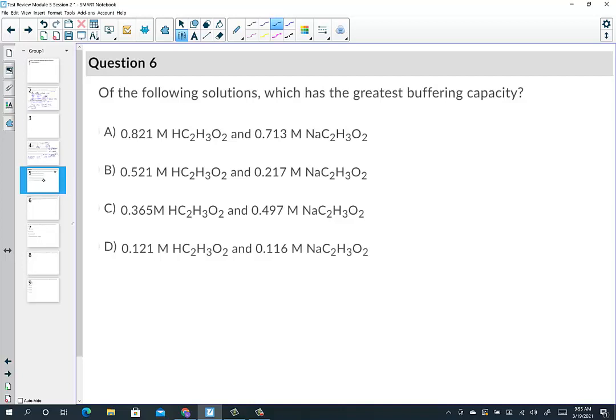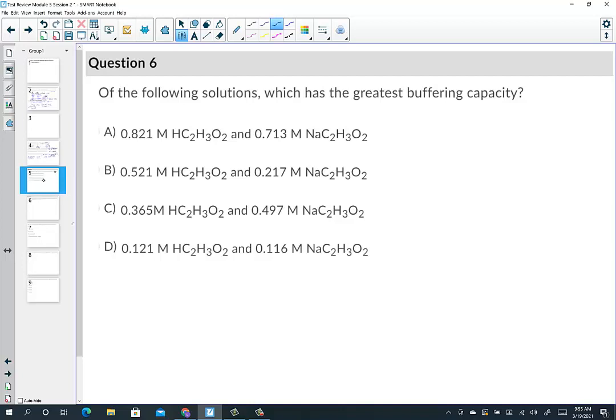Here's a question. Again, it can be a thought question. It doesn't necessarily involve math at all. Simply like the last one. Of the following solutions, which has the greatest buffering capacity?